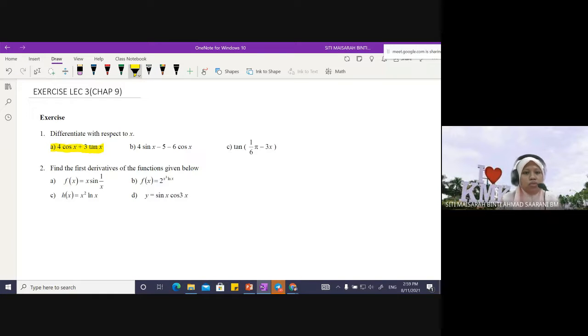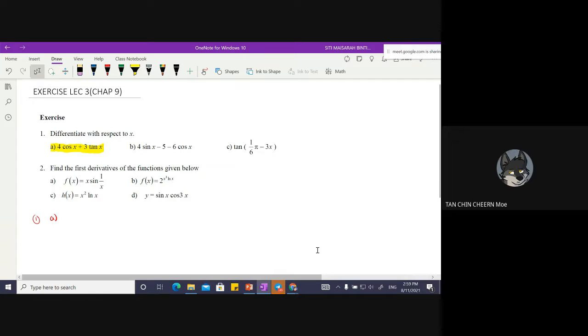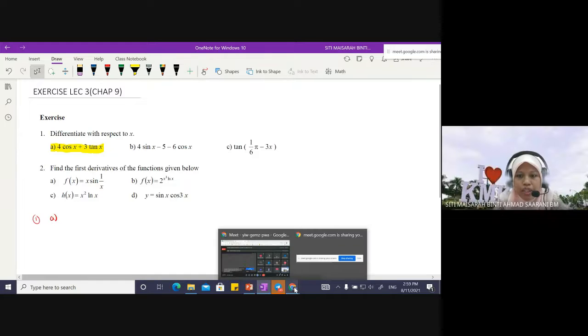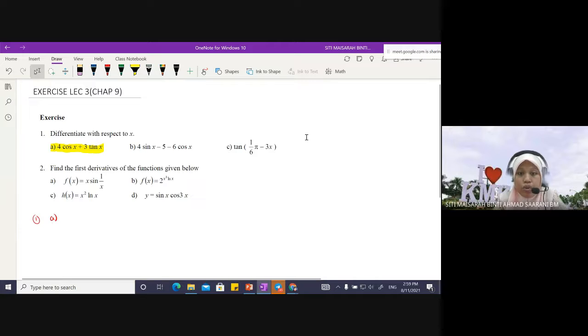How to differentiate this one? Macam mana nak differentiate ni? Kalau ada tambah, Madam cakap, guna rule apa? Sum rule. Boleh guna sum rule. Okay, we differentiate one by one.